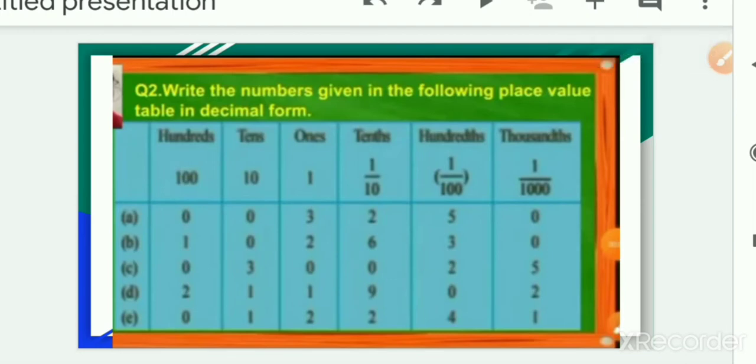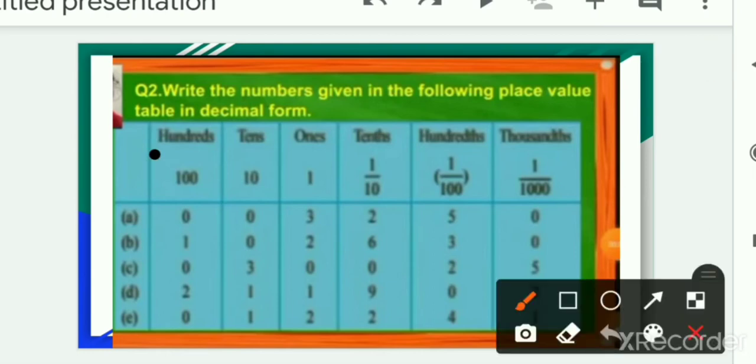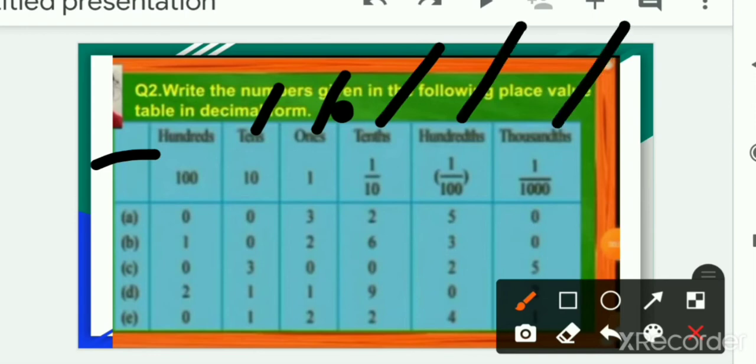Now we have the next question. Question number 2. Write the numbers given in the following place value table in the decimal form. Okay, so we have hundreds, tens, ones, and after ones, this is the decimal point. We have tenths, hundredths, thousandths. It means as tenths is given, the number is getting divided by 10, right?